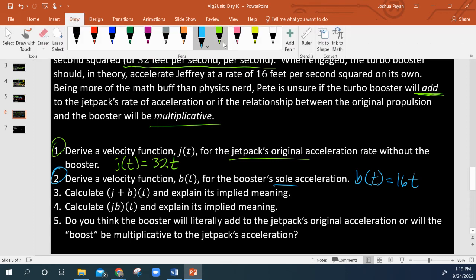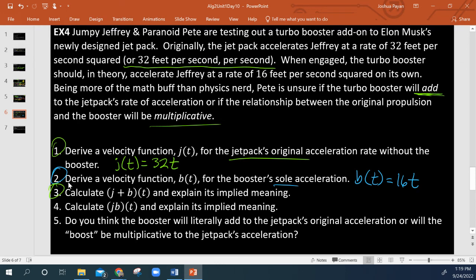So pretty simple there. Then let's get into calculating j plus b of t, and let's see what this would mean, right? So j plus b would be equal to 32t plus 16t. So that would just be 48t, right? Because we would just combine like terms, 32t plus 16t. So j plus b of t would be equal to 48t. So now we'd be accelerating 48 feet per second squared. So 48 feet per second every second. So we're going 16 feet per second faster, right?